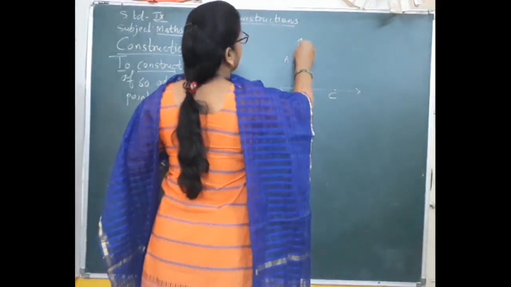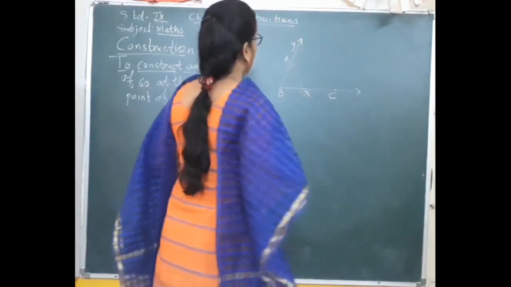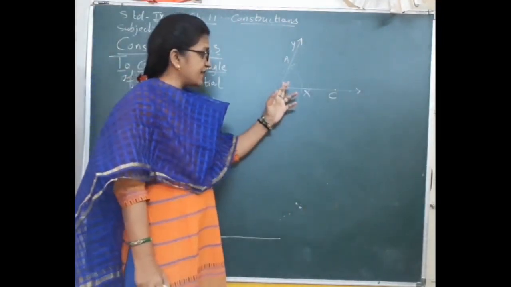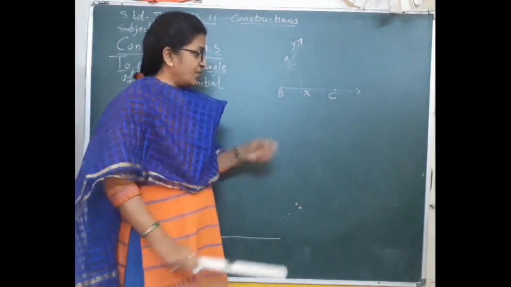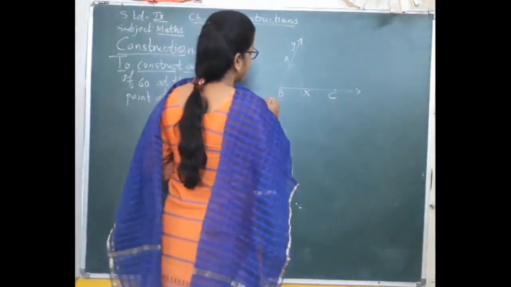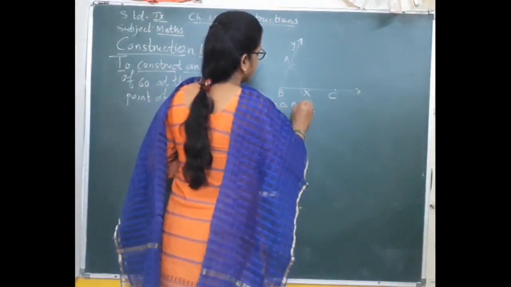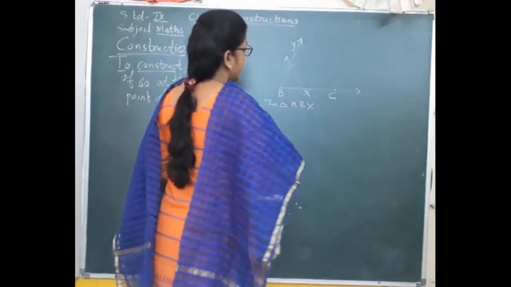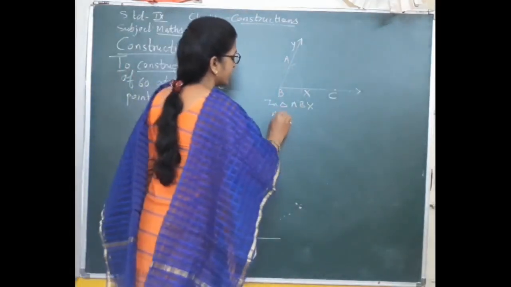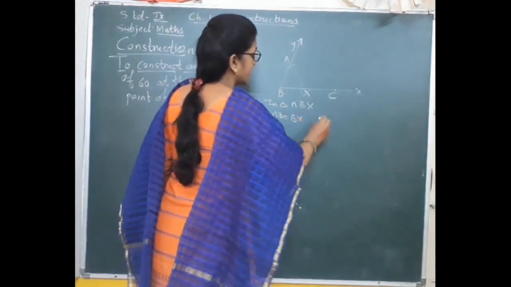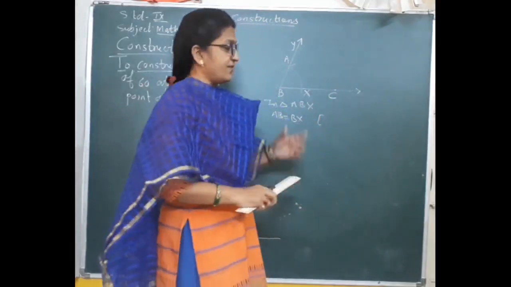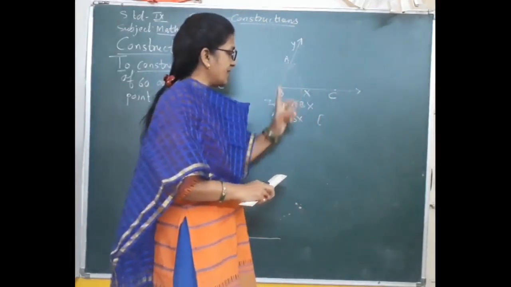Draw ray BA or B1. Now, justification. We have to justify this angle is 60. Now in this triangle ABX, AB is equal to BX. Why is AB equal to BX? Because they are the arcs of same radius. That is, these two radii are same.